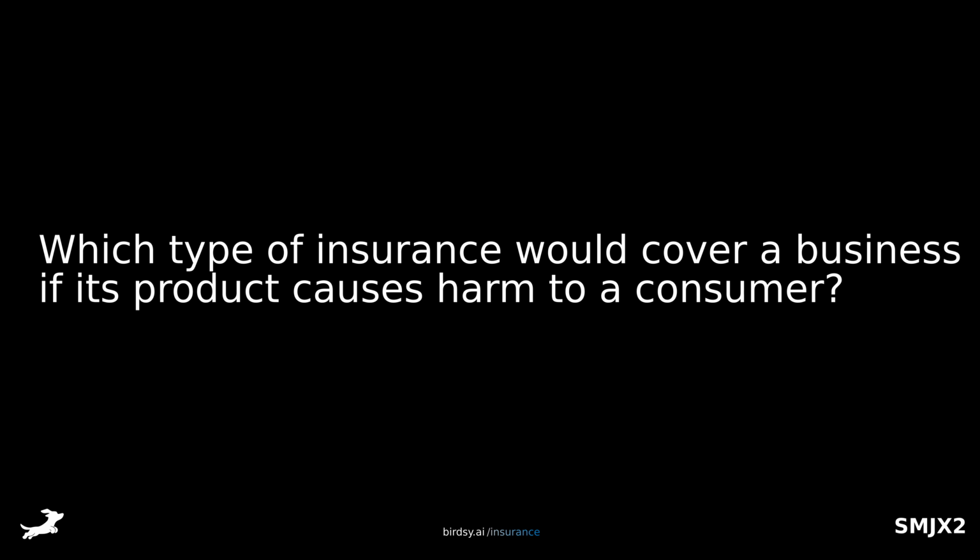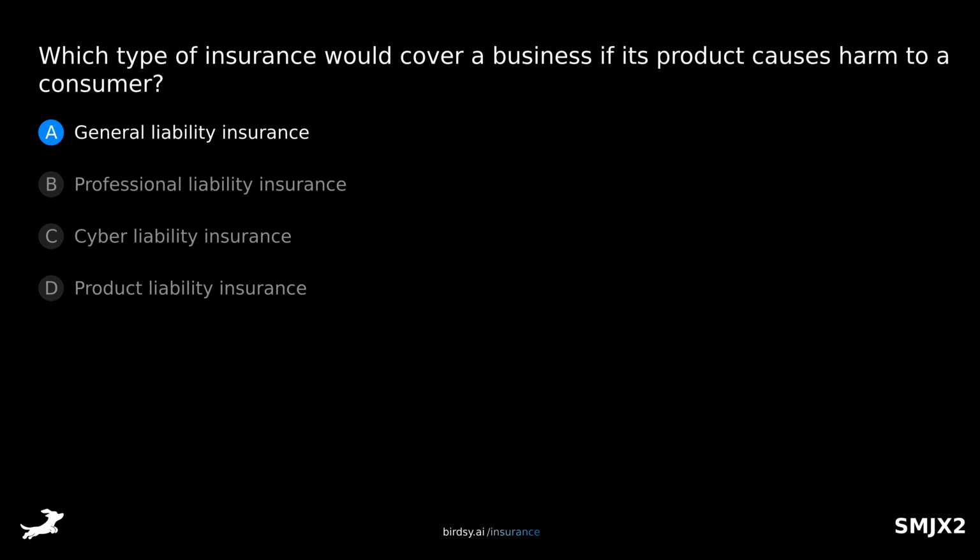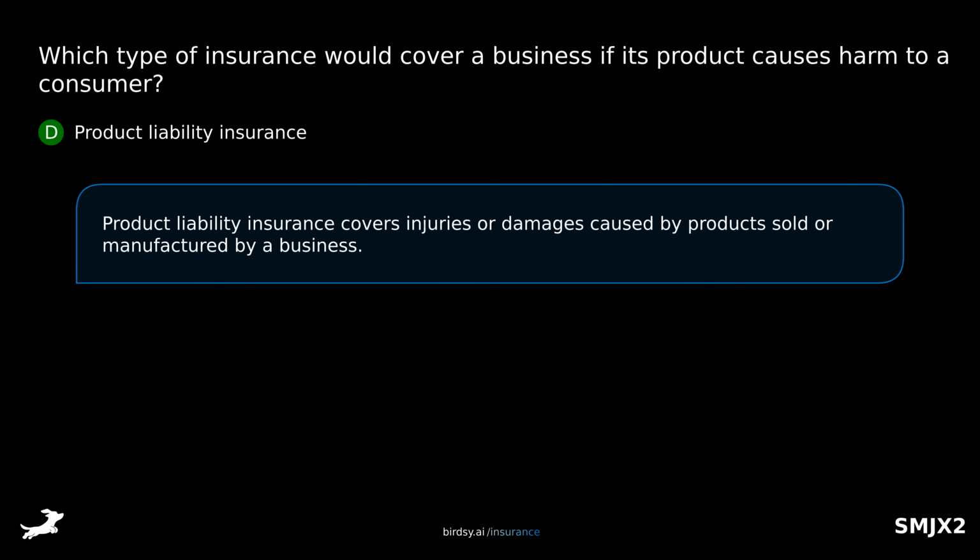Which type of insurance would cover a business if its product causes harm to a consumer? Is it A, general liability insurance, B, professional liability insurance, C, cyber liability insurance, or D, product liability insurance? The answer is D, product liability insurance. Product liability insurance covers injuries or damages caused by products sold or manufactured by a business.